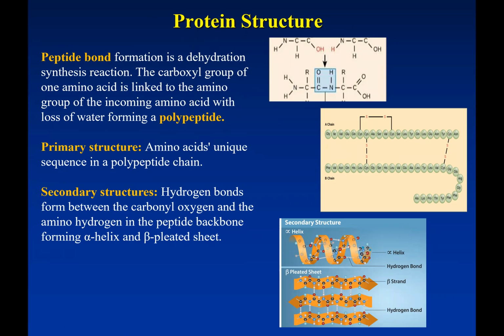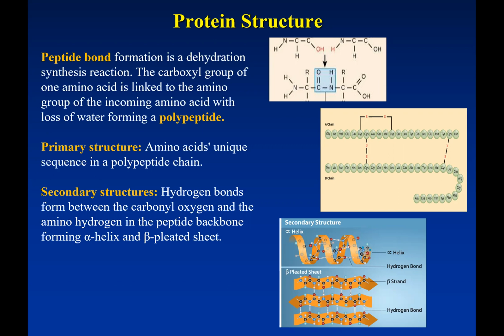Protein structure is very, very complicated. It has all these different layers of protein structure. We have primary structure, secondary, tertiary, and quaternary structure. And protein structure is very, very important for its function. When they say primary structure, it refers to the amino acid sequence of the polypeptide chain. Secondary structure refers to hydrogen bonds that form between the carbonyl oxygen and the amino hydrogen in the peptide backbone.